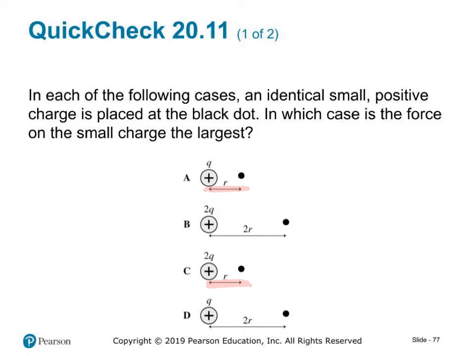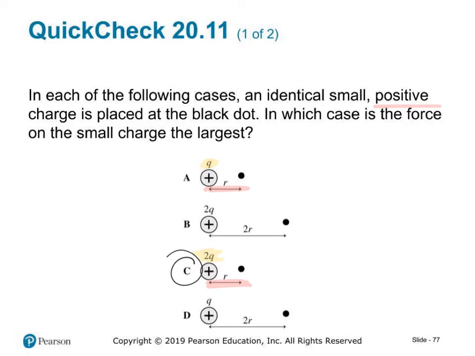Now, the other thing we have to look at is the magnitude of the charge that is attracting or repelling it. In this case, it's repelling because it's positive. So we got to look at the charge of the other point charge. We've got a Q and a 2Q. Now here, we want a bigger charge at a smaller radius, so the answer is going to be C.